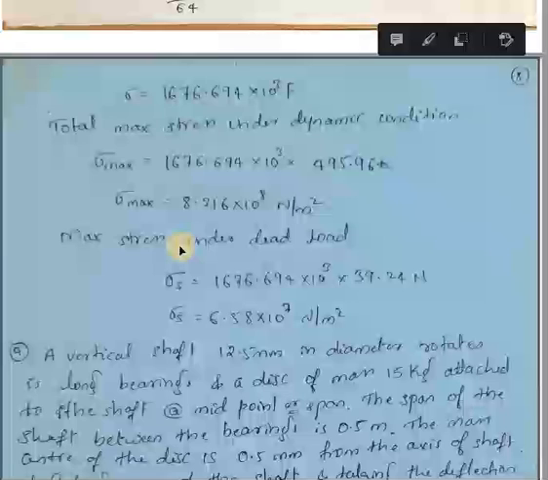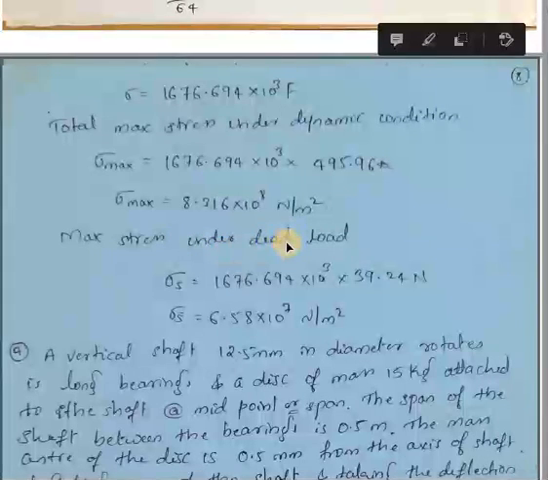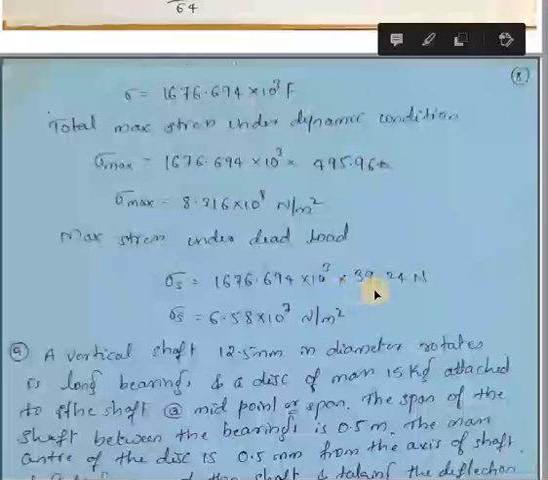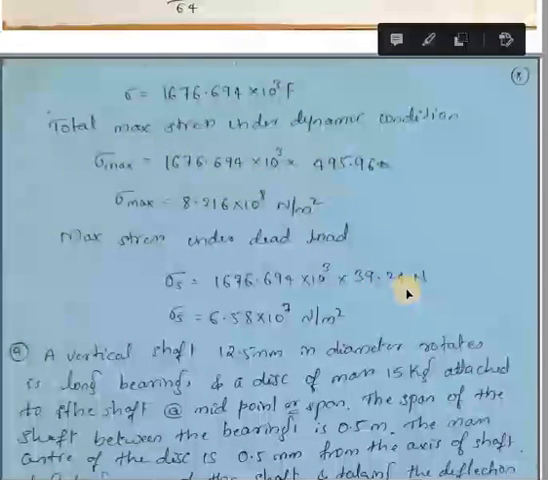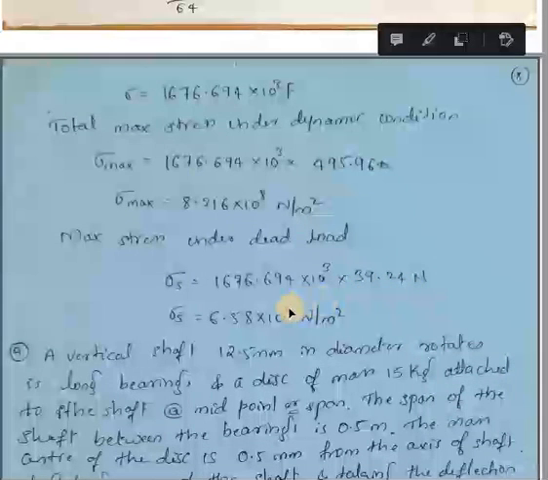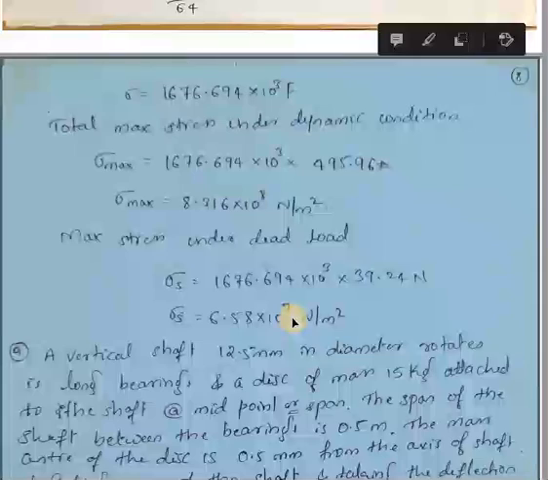And the maximum stress under the dead load. In that case, in place of F here, we have to substitute only the dead load, that is 39.24 Newton. If you substitute that, you will get the stress as 6.58 into 10 raised to 7 Newton per meter square.